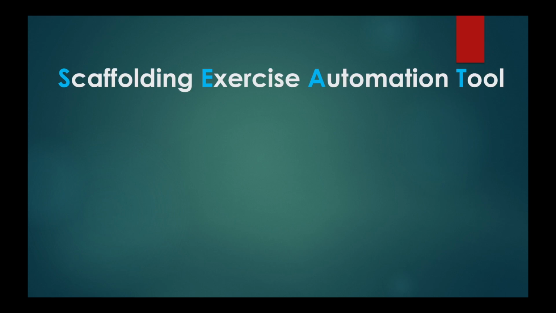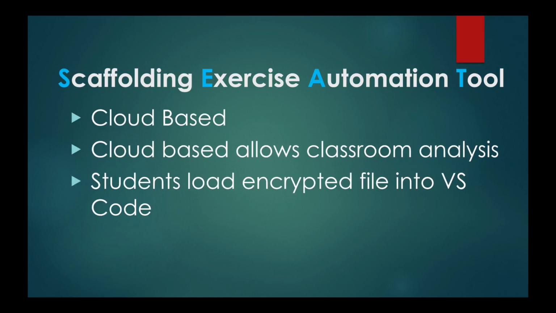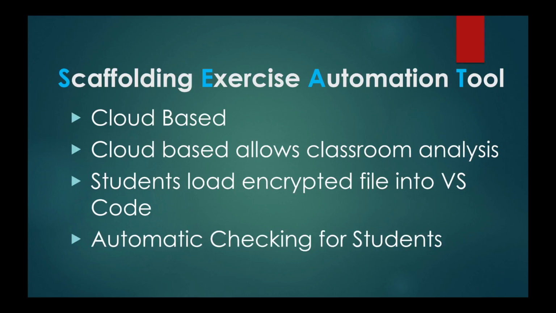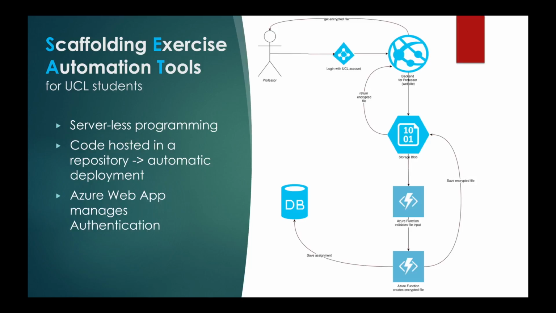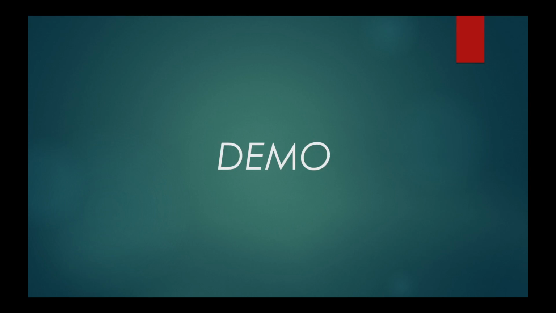Let's talk about the scaffolding exercise automation tool, also called SEED. SEED is cloud-based, which allows us classroom analysis. It also allows students to load encrypted files into Visual Studio Code and lets them check if their answers are correct. SEED is built with Azure using the serverless programming pattern. The whole code base is hosted in a repository, which allows an automatic deployment. The Azure web app manages authentication, which allows professors to log in with their UCL IDs. And Azure functions are run on demand. Let us take a look at the demo.